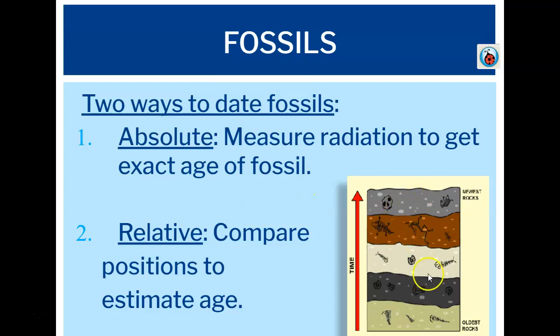So for example, if we look at these rock layers, this rock layer and everything in it, including the fossils, is going to be older than this layer. These fossils at this rock layer are older than the one above it, and so forth. So down here are the oldest fossils. Up here are the newest fossils.